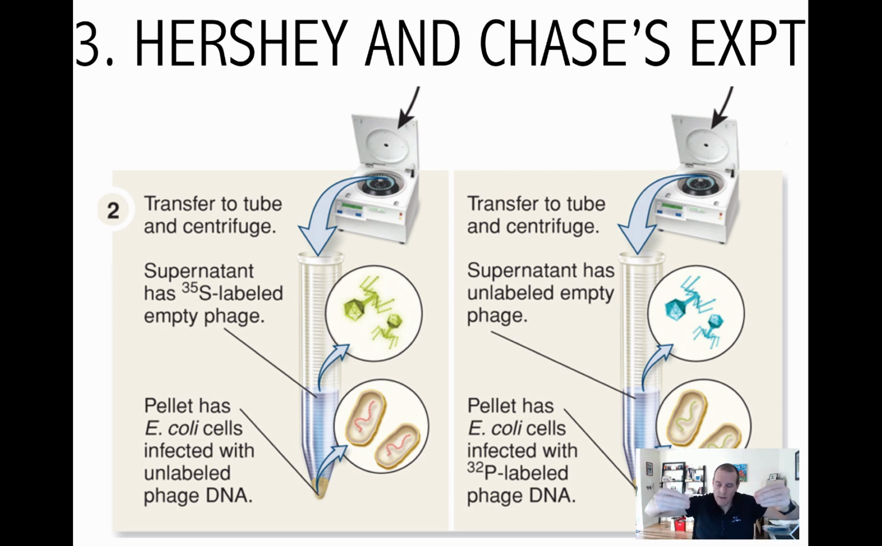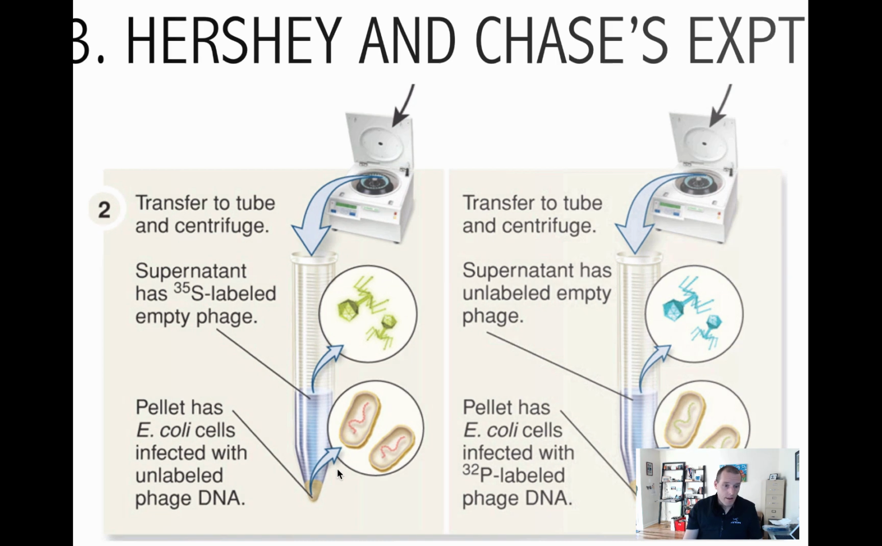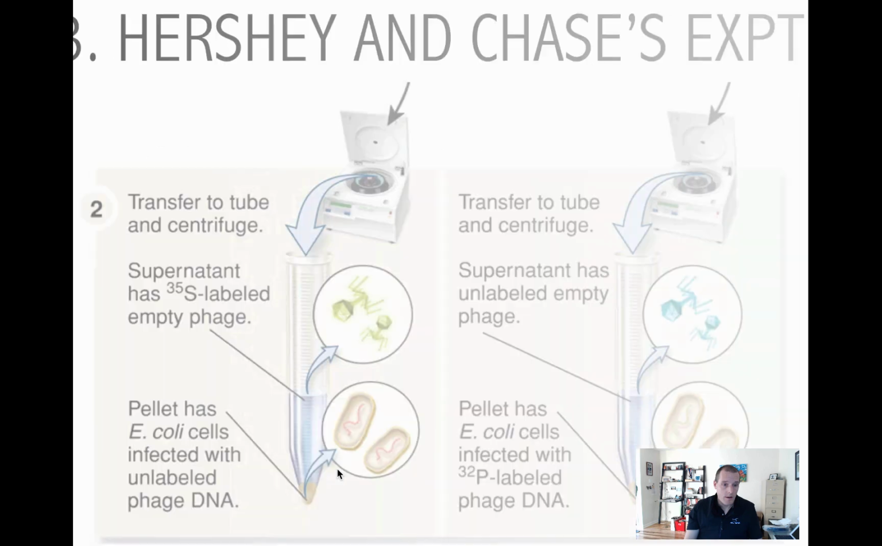So the really heavy stuff sinks to the bottom. That's basically the bacteria and whatever left the virus and went into the bacteria. So if the DNA went into the bacteria, that's at the bottom of the tube. If the protein went into the bacteria, that's at the bottom of the tube. So what they have is then what's called a pellet.